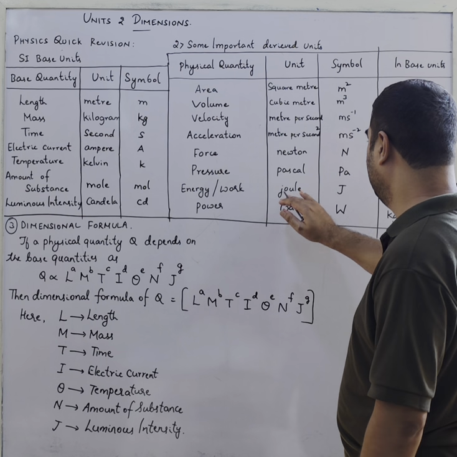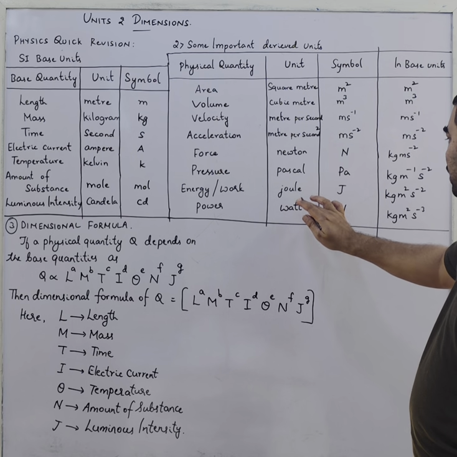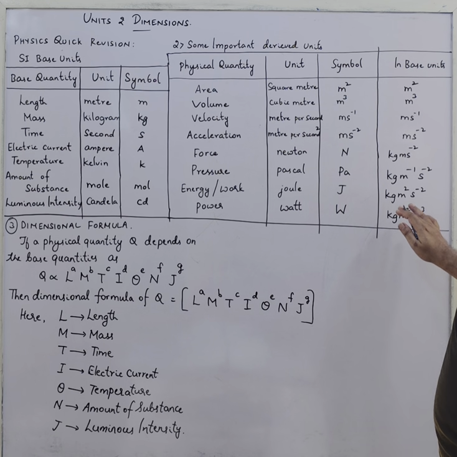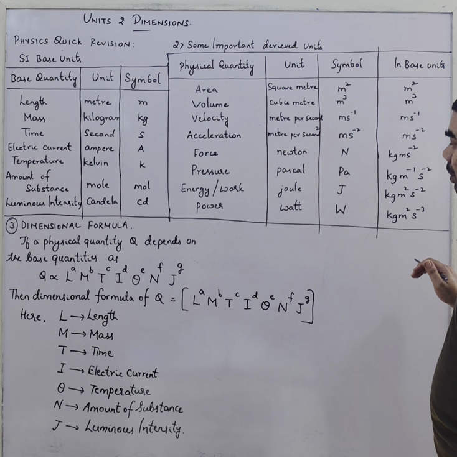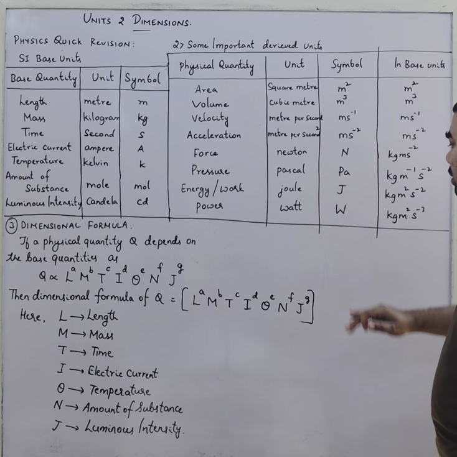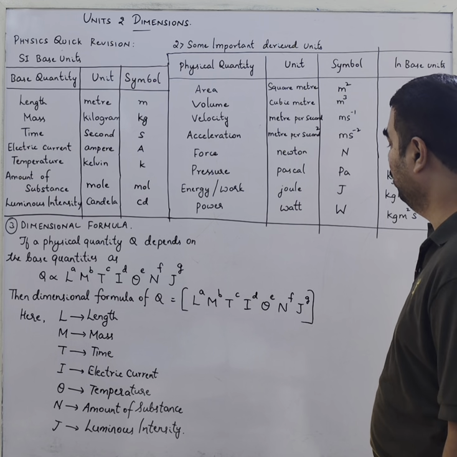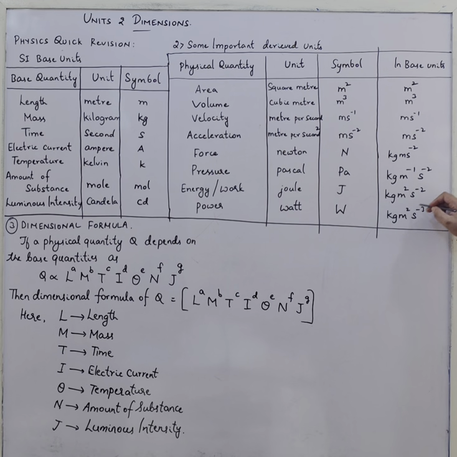Energy or work done, or change in energy, is also called work done in physics. The unit is joule, representation is J, and in base units we represent it as kg meter square per second square. And finally, power unit is watt, symbol is W, and in base units we say kg meter square per second cube.